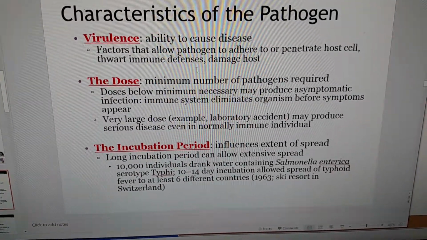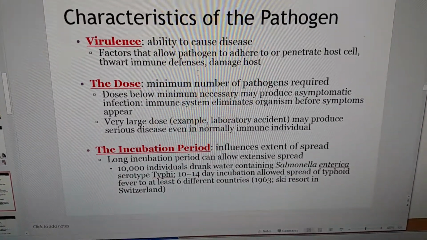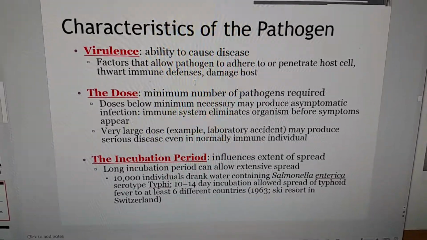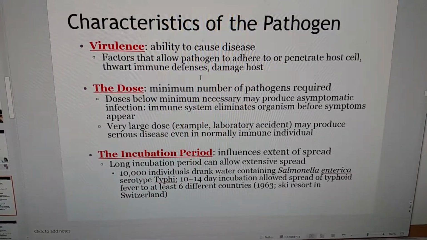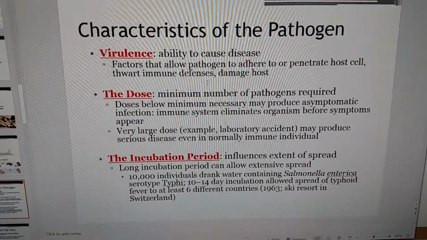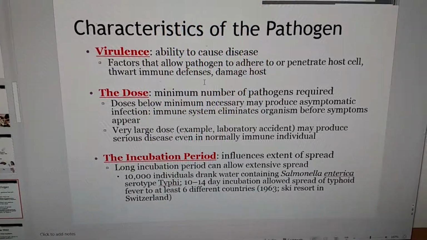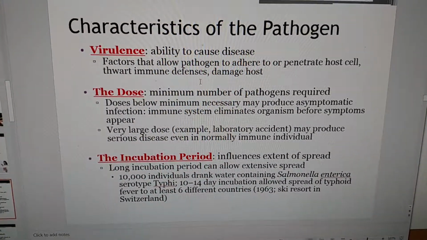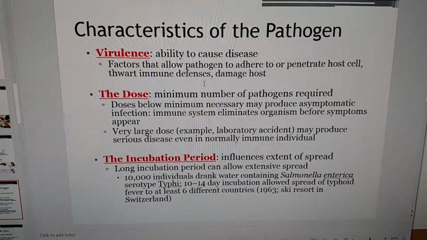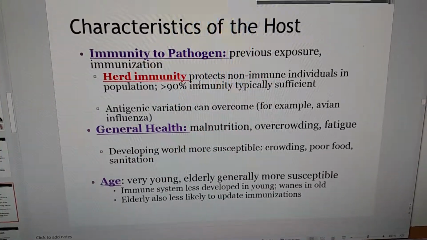Doses below the minimum might actually produce asymptomatic infections, but the immune system can eliminate it before the disease progresses. What is the incubation period? This actually impacts how quickly it spreads. If it's a short incubation period, it won't spread very far, but if you have an extended incubation period, you can get a lot of people being infected before they even realize that an outbreak is happening.